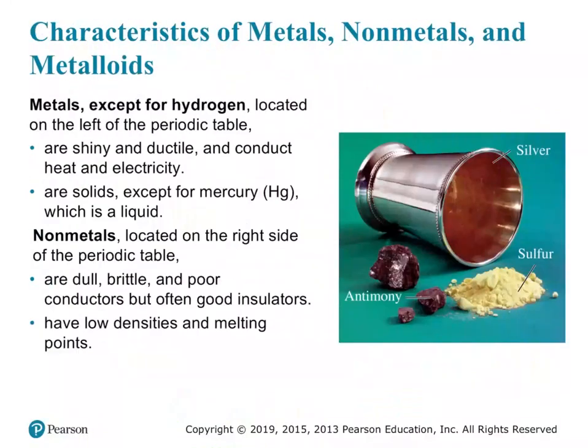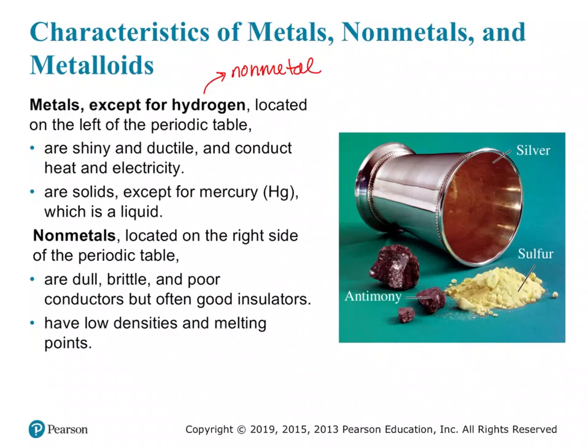Okay, so let's talk a little bit more about metals. Metals, except for hydrogen, remember we just said that was a nonmetal, are located on the left side of the periodic table. They are shiny and ductile, which means they can be drawn into wires. They're also referred to as malleable, which means you can hammer them into sheets. Additionally, metals can conduct heat and electricity.